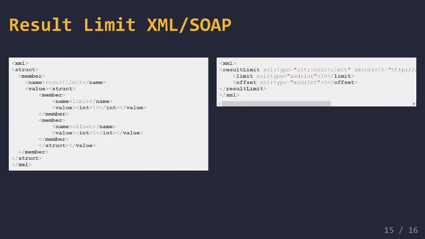So here's how you would specify the result limit with an XML SOAP request if you need it. So here we just have our name result limit, value has a limit is 10, offset is 5. So same basic thing. We got our result limit header. We say our limit 10, offset 5.